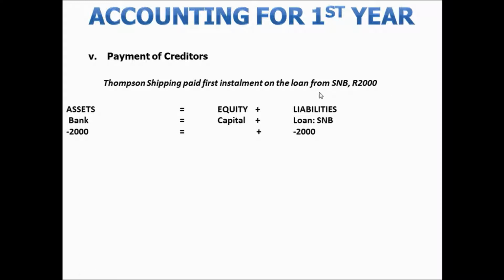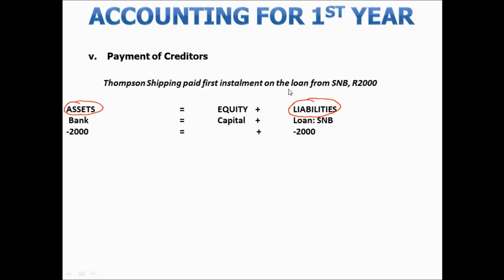We know that this involves a loan, and we know that loans are a liability. We also know that this was an amount paid by Thomson Shipping, and this would be out of the bank account. Bank account is always an asset. Then we need to identify the accounts involved.